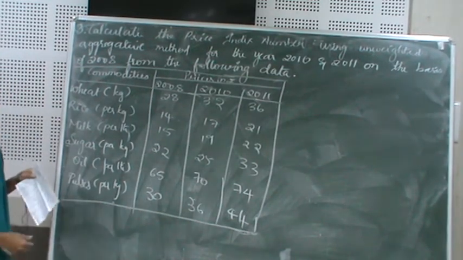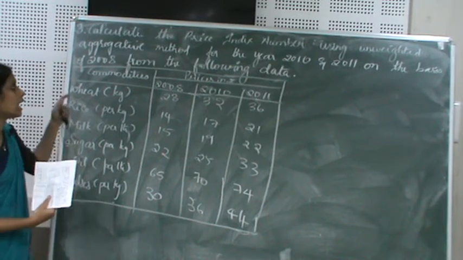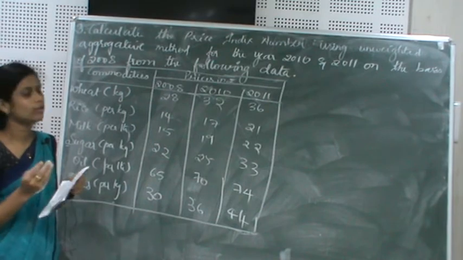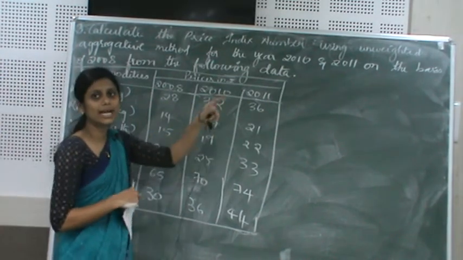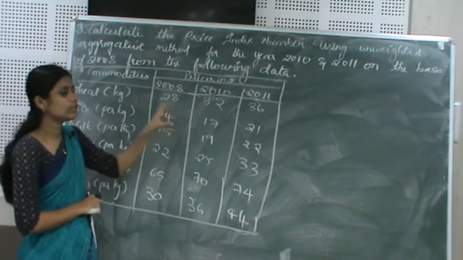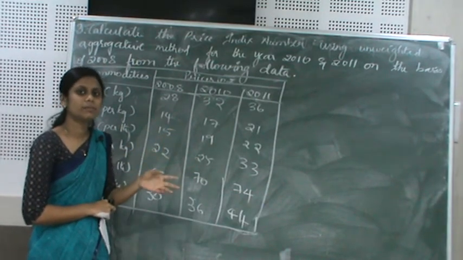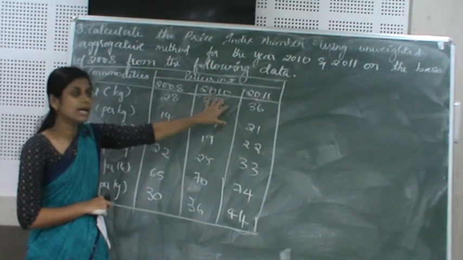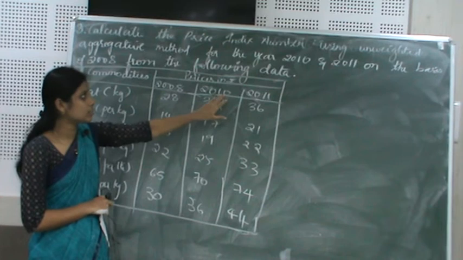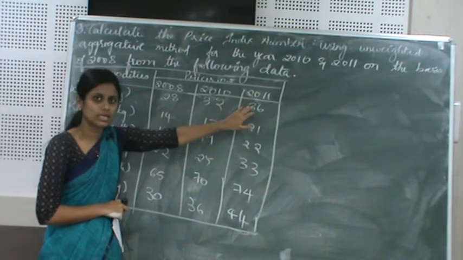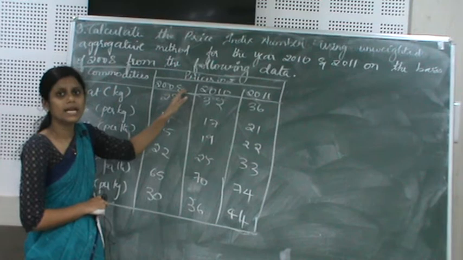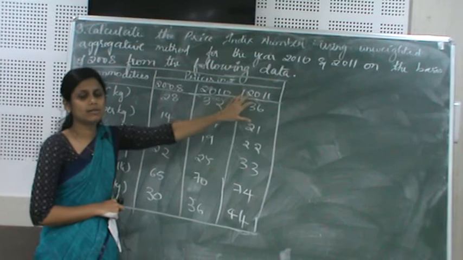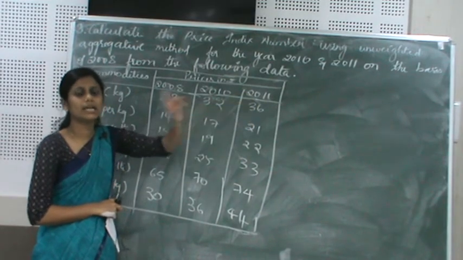This is the question where we are asked to calculate the price index number using unweighted aggregative method. Unweighted aggregative method is nothing but simple aggregative method, for the year 2010 and 2011. So far we were given 2 years of information, one base year and one current year. But here information regarding 3 years is given, and we are asked to compare the prices of 2010 as well as 2011 with the prices of 2008. That means 2008 is the base year, whereas 2010 as well as 2011 are the current years. There are 2 current years.